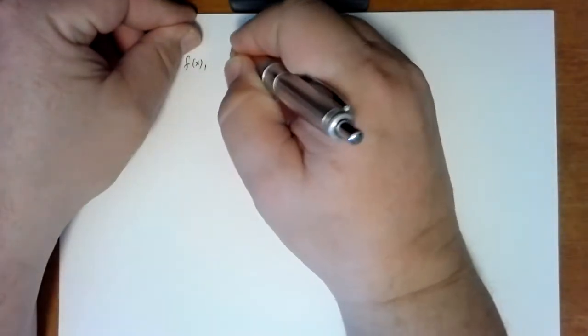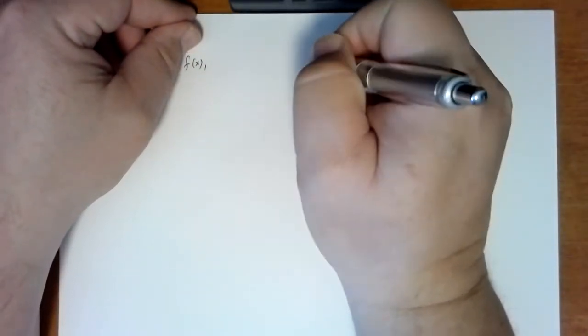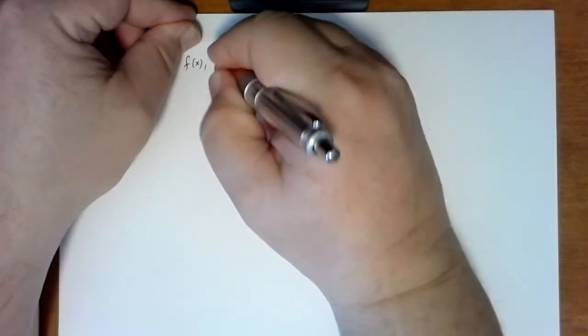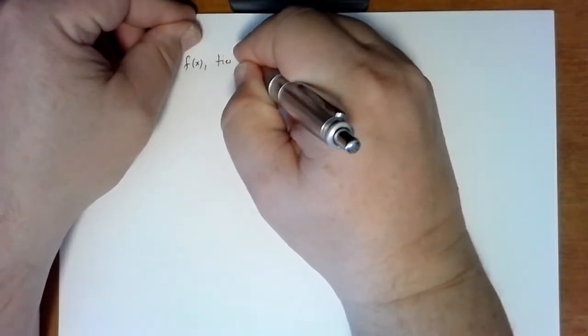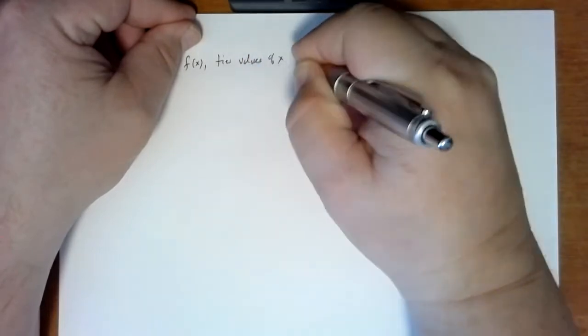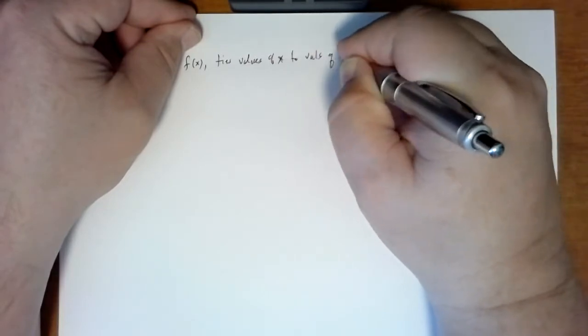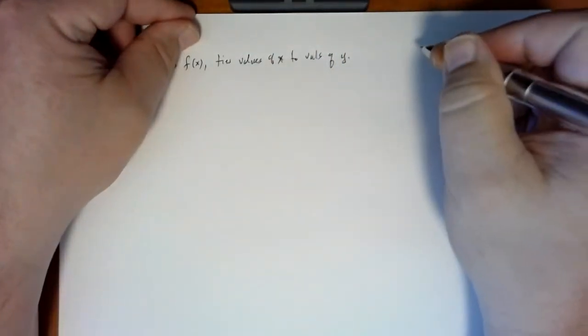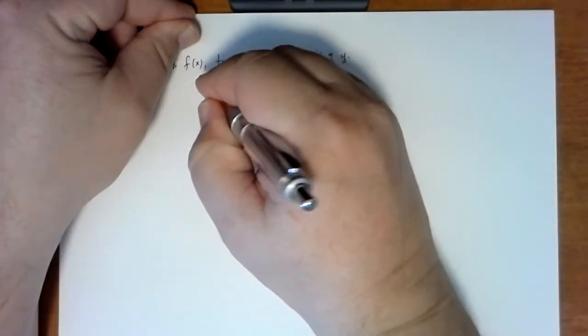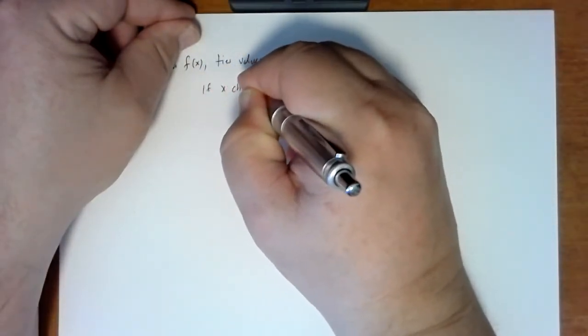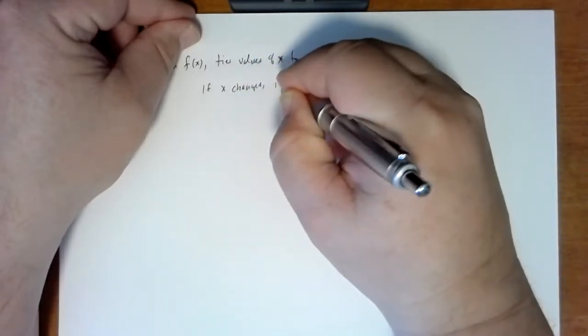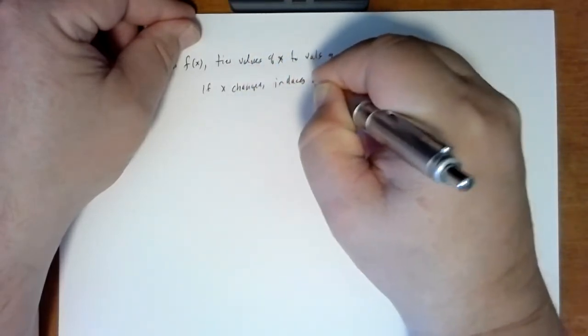Right? And that function, what does the function do? It ties values of the domain to values of the range, right? So it ties values of x to values of y. Therefore, if x changes, that induces a change in y.